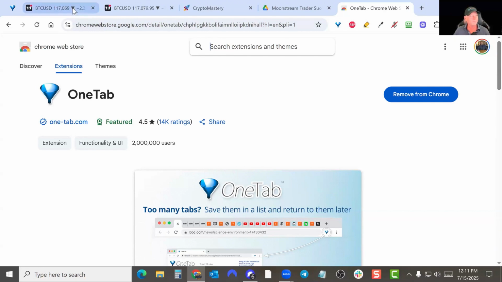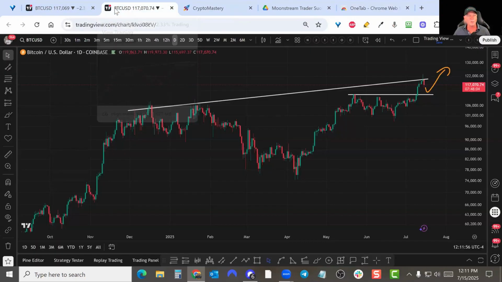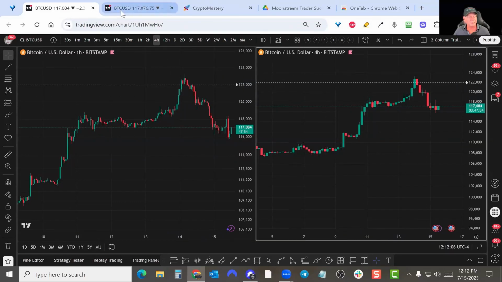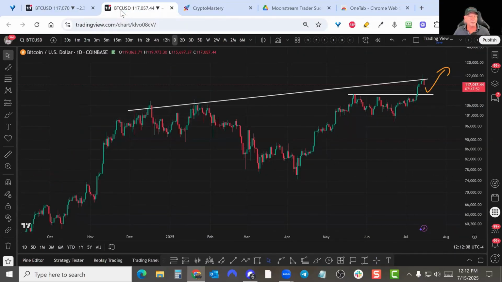Huge time saver. So to bring that back around, what I use it for is I'll have multiple tabs open. On this tab, I have my 2-column trading, 1 hour, 4 hour, and on this tab I have a daily. I might have other studies where I might have monthly, weekly. You get the picture. That way you can put everything away and not worry about having to recreate it. That's a huge time saver. Hopefully that will help you guys.